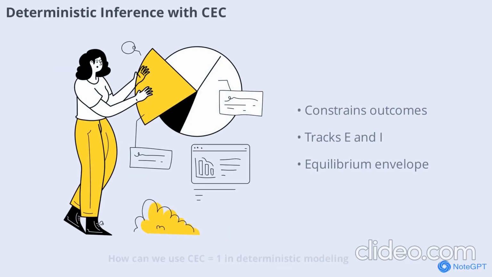How can we use CEC equals 1 in deterministic modeling? By defining a local system and tracking its expansive and integrative energies, we can constrain the range of possible outcomes. If expansion exceeds integration, the system moves toward transformation. If integration dominates, it stabilizes. CEC doesn't predict exact outcomes, but it narrows the possibilities to those that fit within the equilibrium envelope.